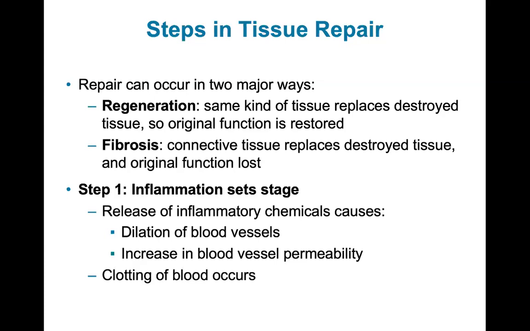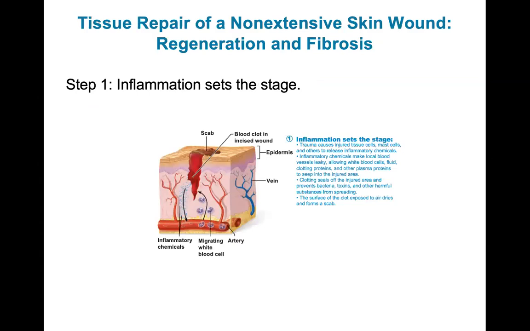So the first step of tissue repair is the inflammation sets the stage. And what happens is when you have your damaged cells, they release inflammatory chemicals, which will cause a dilation of blood vessels and an increase in blood vessel permeability. One of the first things that you're going to want to do is actually stop blood loss, and clotting of blood will occur. So the first step is inflammation sort of sets the stage, okay? And I wouldn't be surprised if you saw an open-ended question on the test that says, list and describe the steps of tissue repair. And here you have the steps and a nice little description that I'm sure you can pare down to a sentence or two.